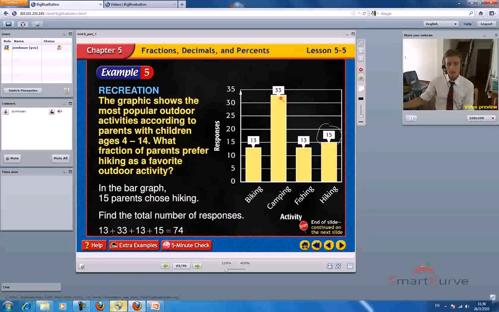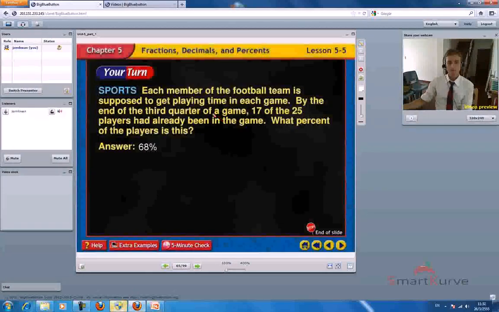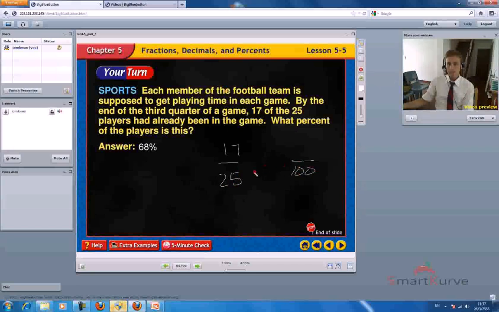Recreation. The graphic shows the most popular outdoor activities according to parents with children ages 4 to 14. What fraction of parents prefer hiking as a favorite outdoor activity? Well, in the bar graph, 15 parents chose hiking. You then find the total number. 15 plus 33 plus 13 plus 13. 74 total. So 15 out of 74 of the parents chose hiking.